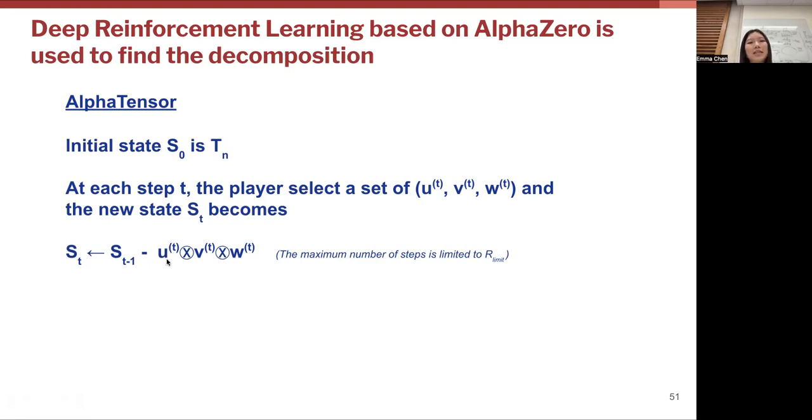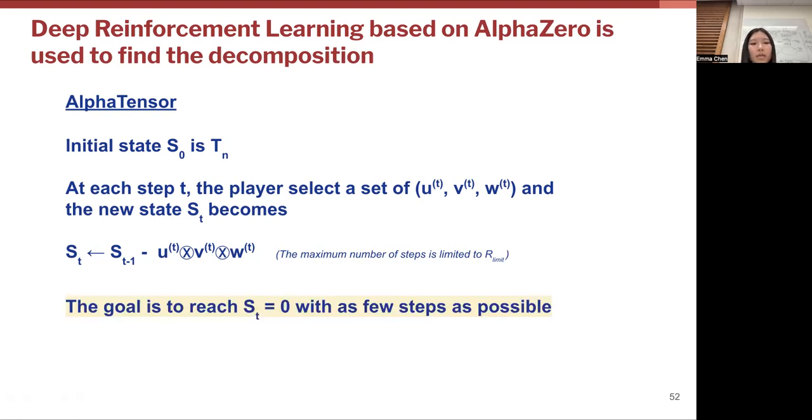And in order to avoid doing this decomposition endlessly, we're going to restrict the maximum number of steps that is allowed to finish the game. And the goal for the game is to reach a final state of 0 with as few steps as possible.